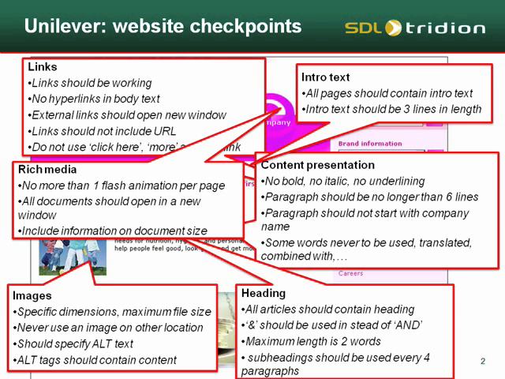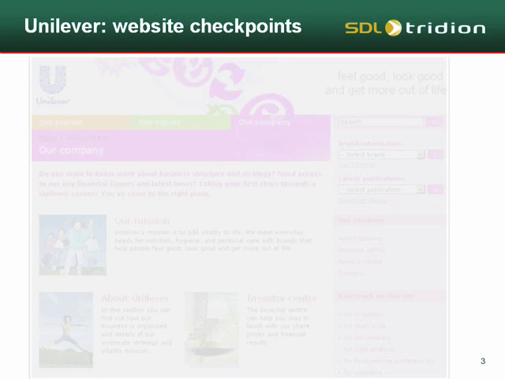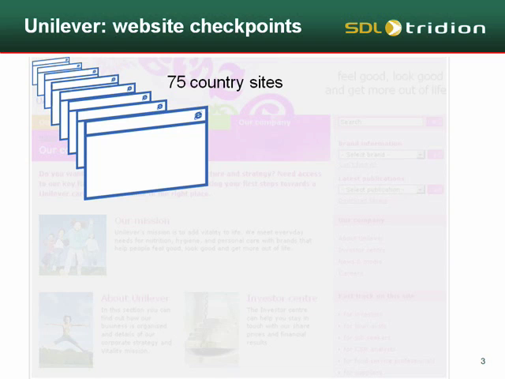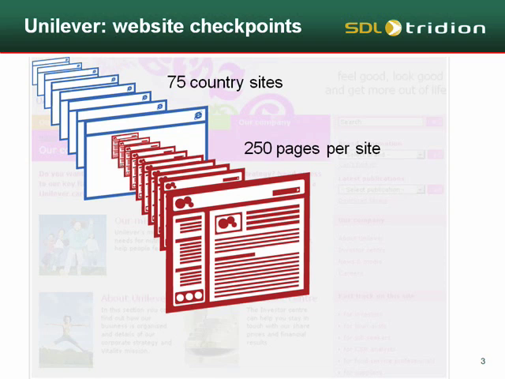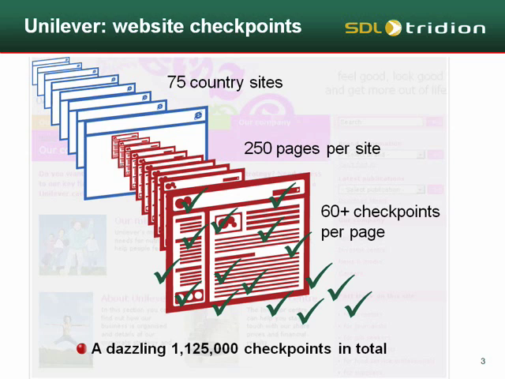For this Unilever example, we monitor some 75 websites, each containing some 250 pages per site against 60 plus checkpoints per page. If you calculate the math, there's a dazzling total of over 1 million checkpoints. This is impossible to manage manually. Hence, you need an automated engine that helps you manage the quality and compliance over your web estate. And that is where Safeguard comes in.